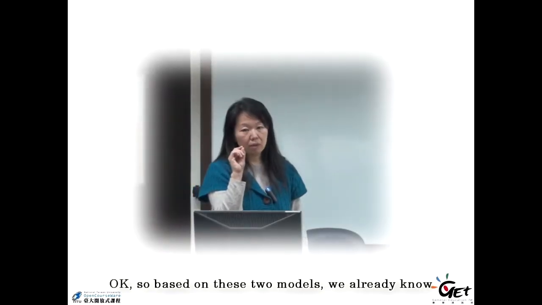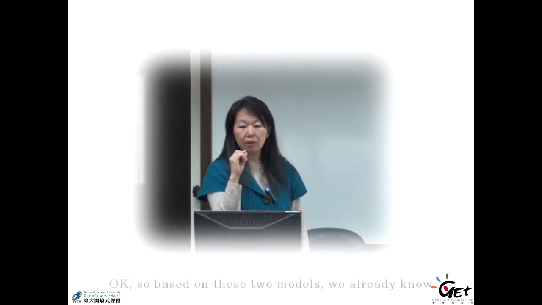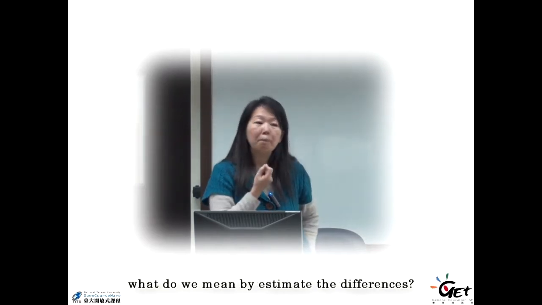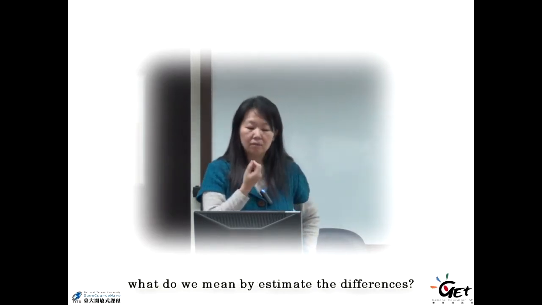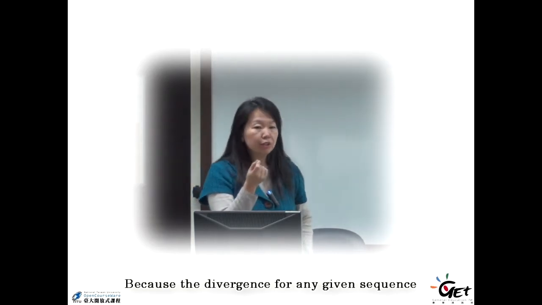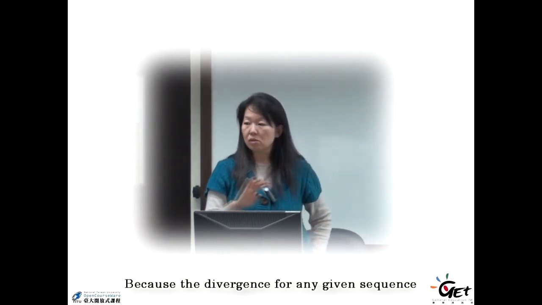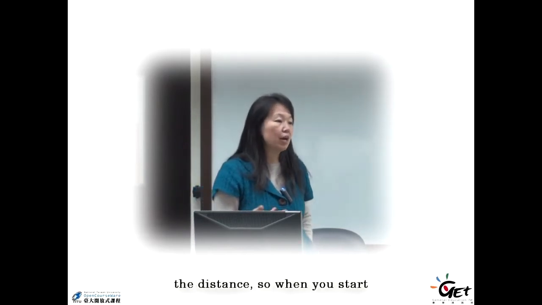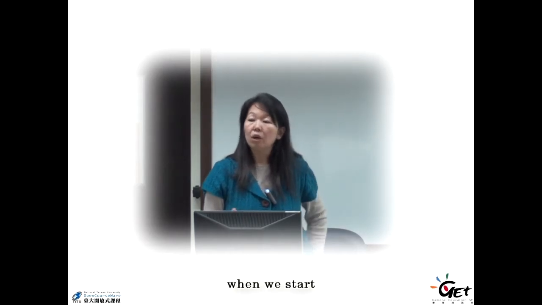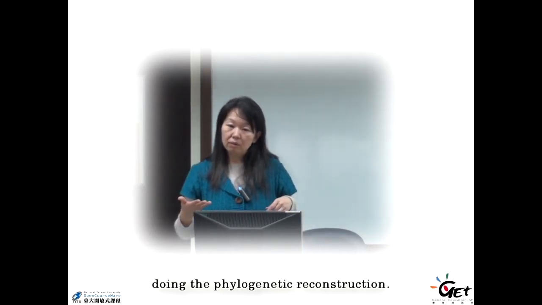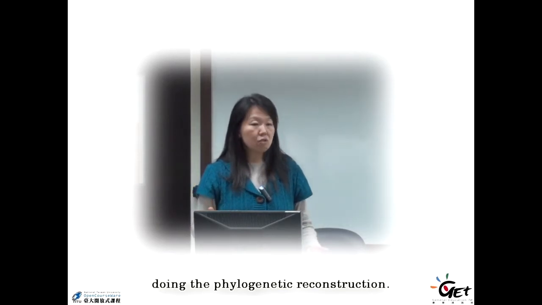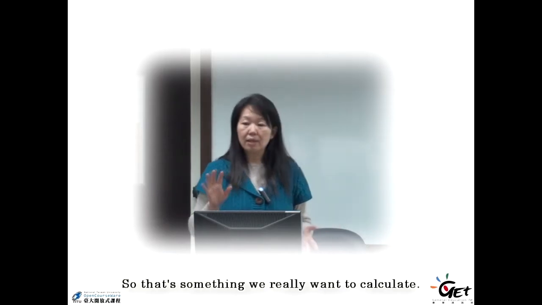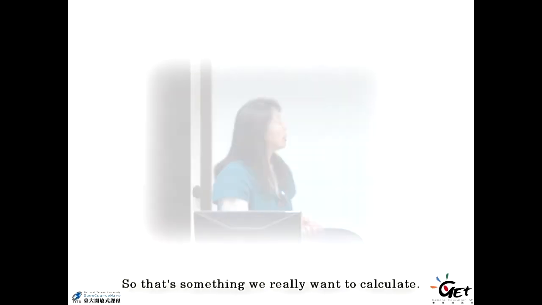Okay, so based on these two models, we already know how we estimate, but we still want to emphasize what we mean by estimating the differences. Because the divergence for any given sequence, the distance, is something we really want to understand. When we start the phylogenetic reconstruction in the later part of the lecture, we need certain data like a distance matrix. So that's something we really want to calculate.